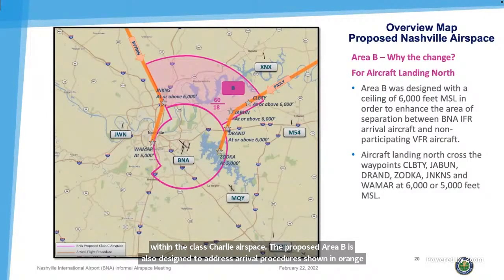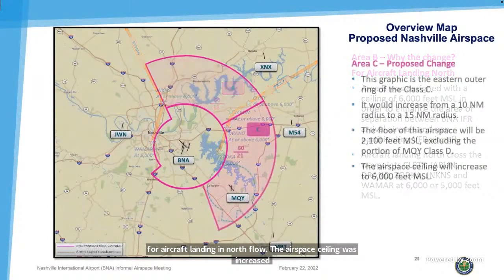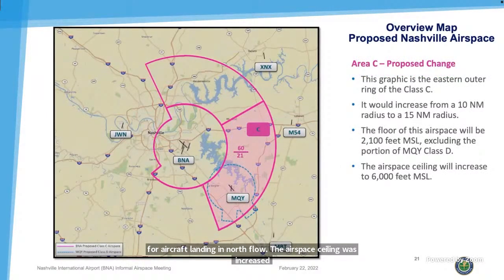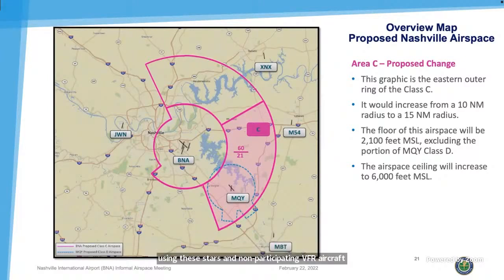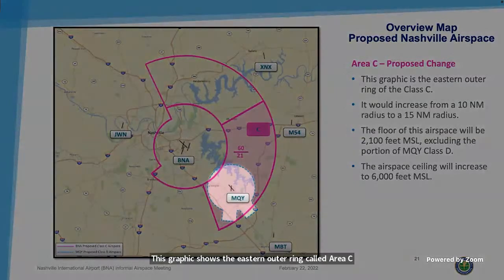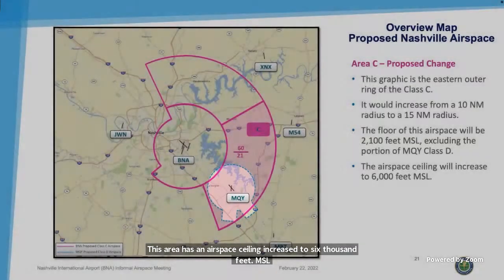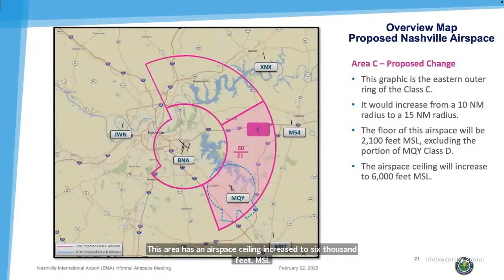This graphic shows the eastern outer ring called Area C. This area has an airspace ceiling increased to 6,000 feet MSL. Of note, the floor would be 2,100 feet MSL. However, this excludes the Class Delta airspace for Smyrna lying underneath. In addition, the outer radius increases from 10 to 15 nautical miles, just like Area B.